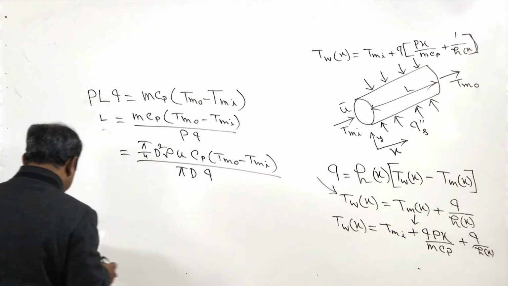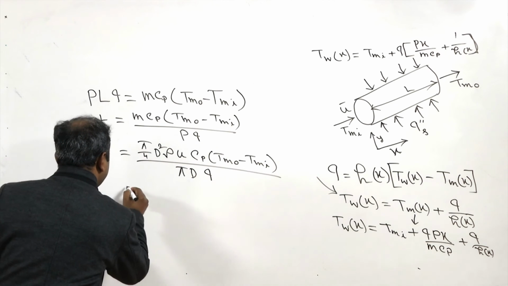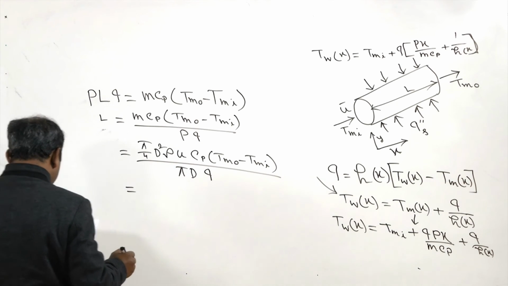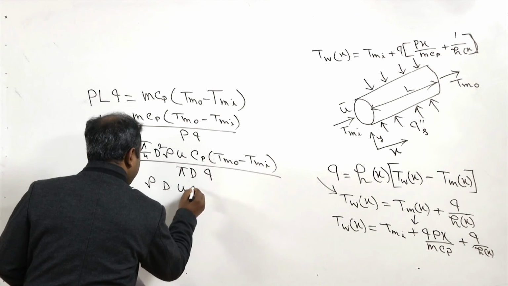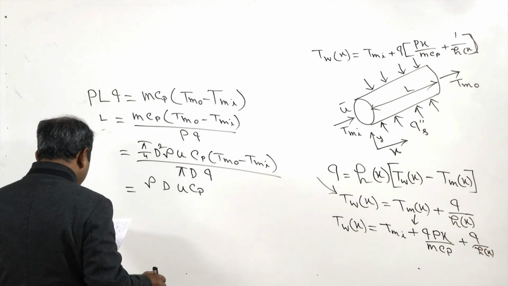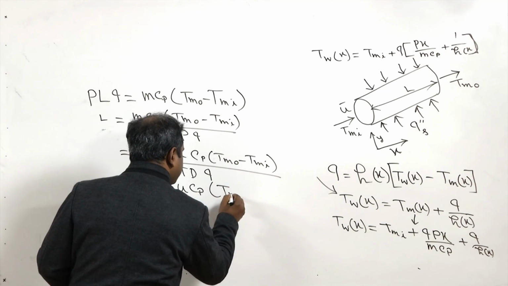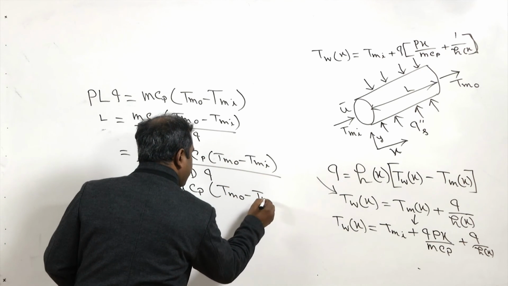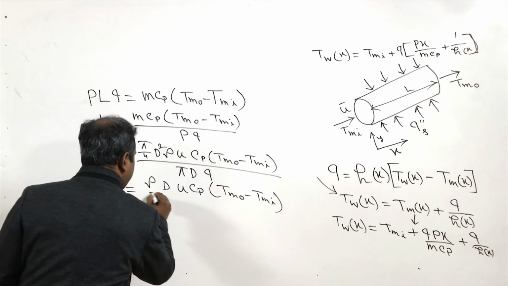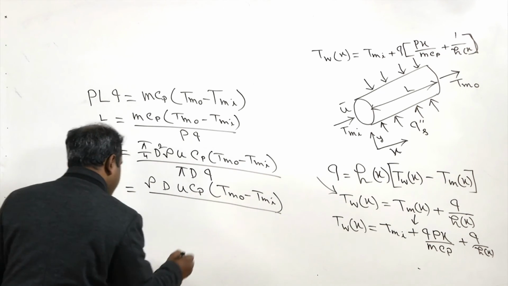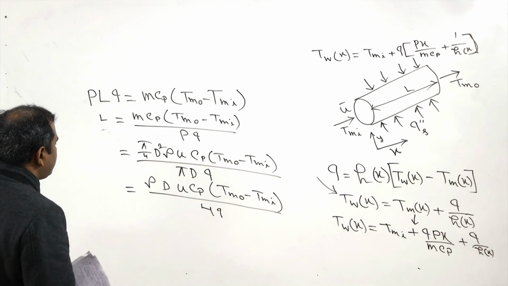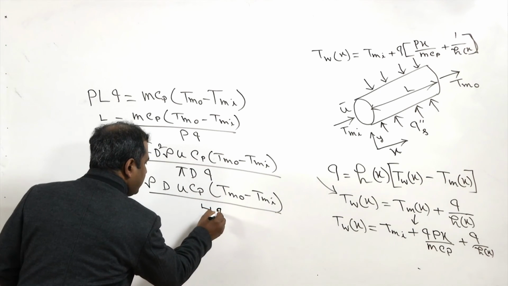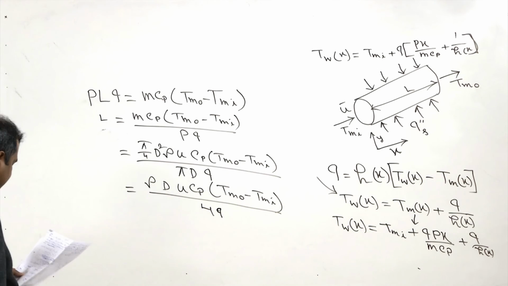After simplification this can be written as rho d u Cp, Tmo minus Tmi, divided by 4 into Q. The d here will be cancelling out. So, we have found this L over here.